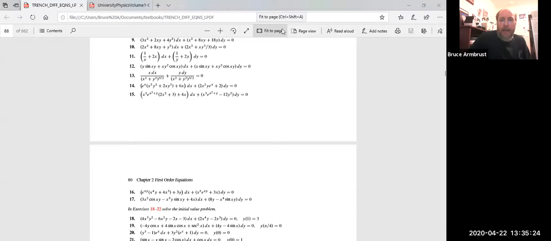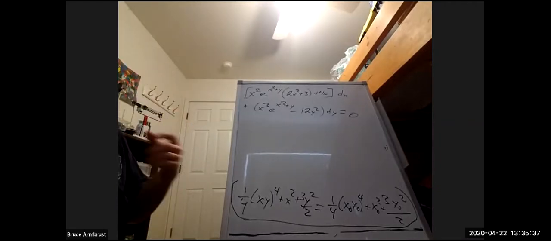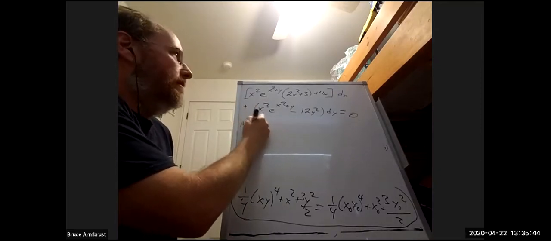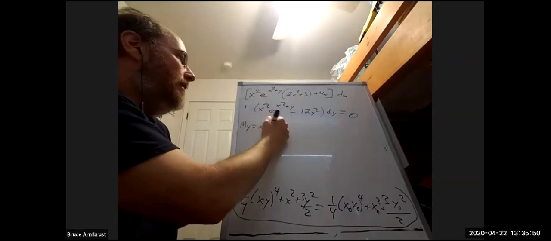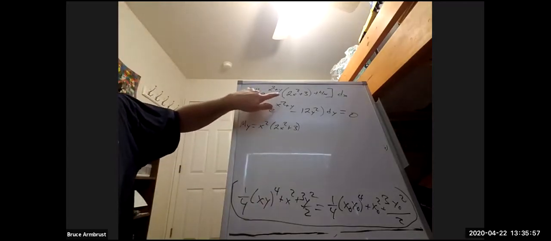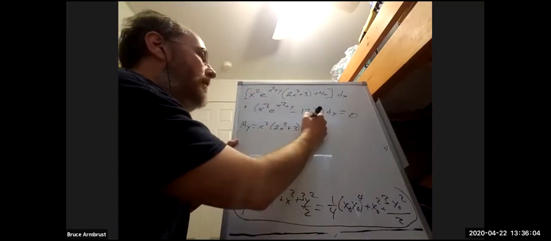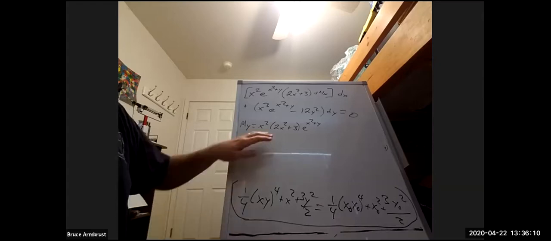Okay, so I think I got it. Let's go take a look. So we need My. The 4x we don't care about. That's a constant being added, that's gone. The other bits, we have x squared times 2x squared plus 3. That's all constant. And then e to the x squared plus y, its derivative is going to be e to the x squared plus y times the derivative of what's inside, which is just 1. So does that look right?